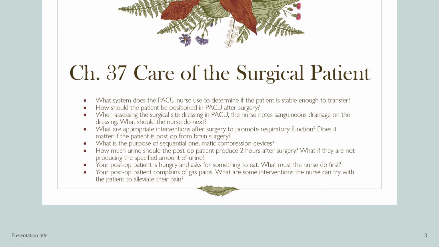How much urine should the post-op patient produce 2 hours after surgery? What if they're not producing that specified amount of urine? So we can also find that answer on page 768. The urine output needs to be monitored after surgery. If the flow is less than 60 mL over a 2-hour period, you need to notify the surgeon.